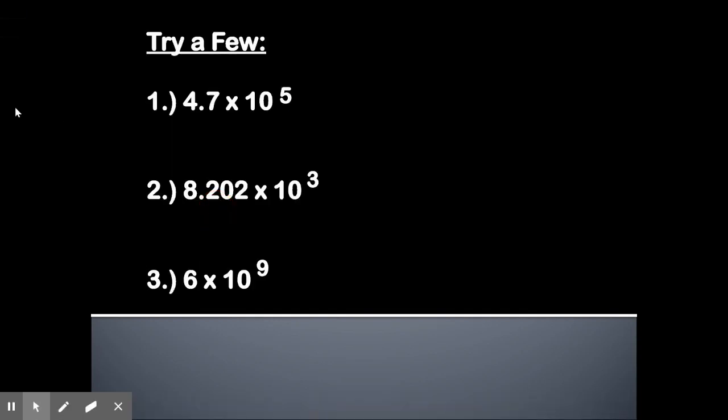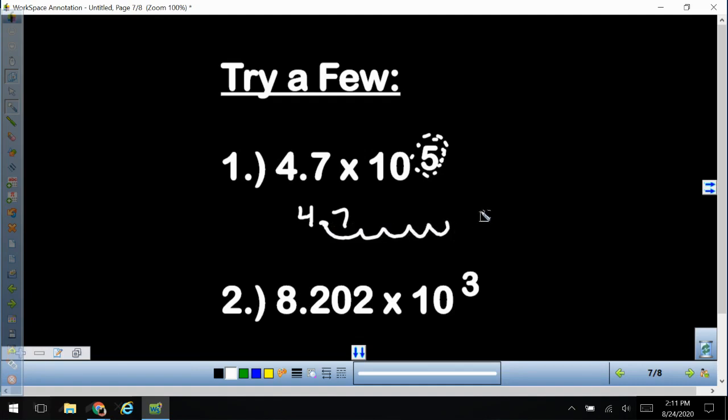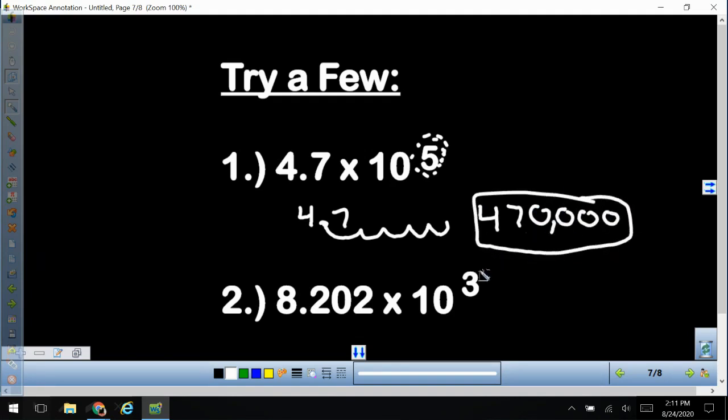So we're going to do a few. If you want to do these on your own first, you can. So 4.7 times 10 to the 5th. We're going from scientific notation to standard form. So rewrite the coefficient, 4.7. Now this exponent is positive, so I know I have to have a big number. So move my decimal to the right 5 times: 1, 2, 3, 4, 5. And I end up with 470,000.